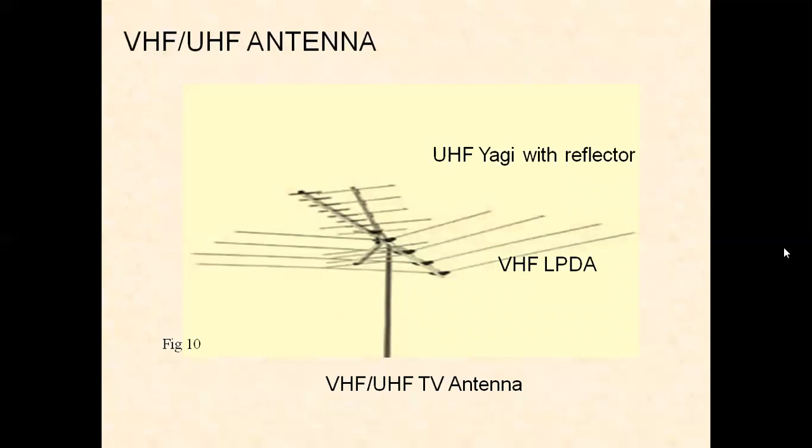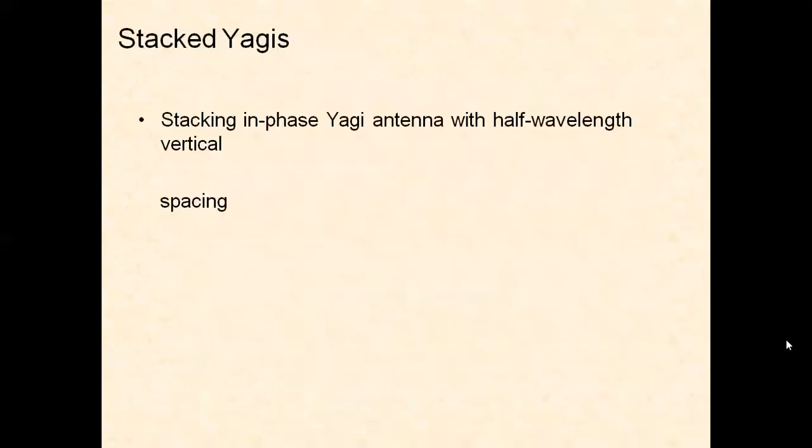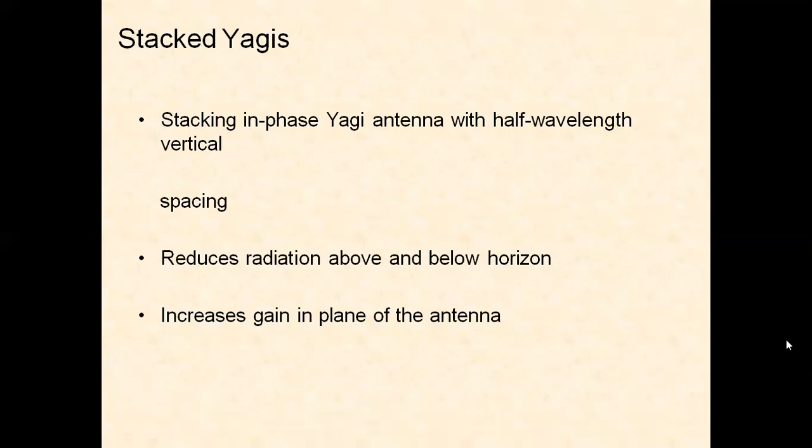And we have a VHF, UHF antenna. A UHF Yagi antenna with a reflector, and it acts as a reflector and increases the gain in the favored direction. We have stacked Yagi antennas, stacking in phase Yagi antennas with half wave vertical. This reduces radiation above and below the horizon and increases gain in the plane of the antenna.